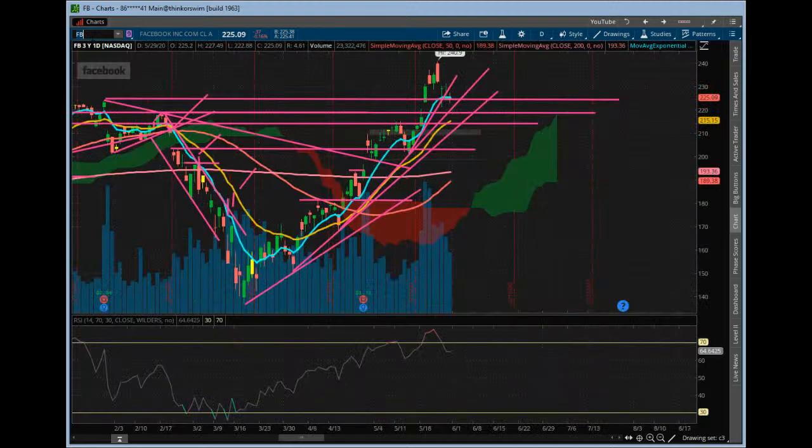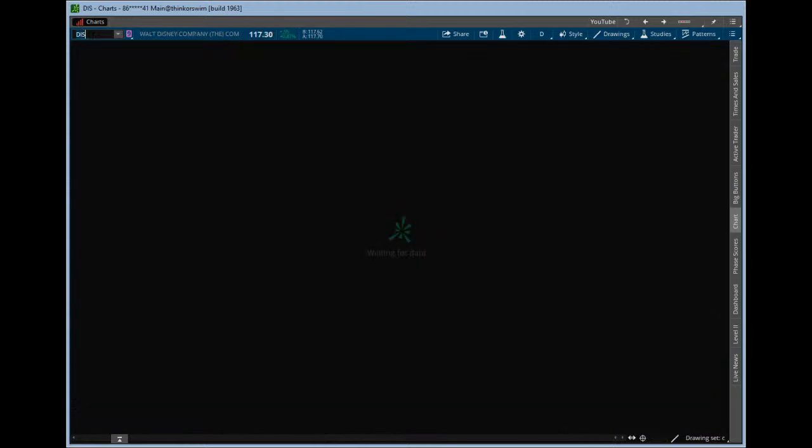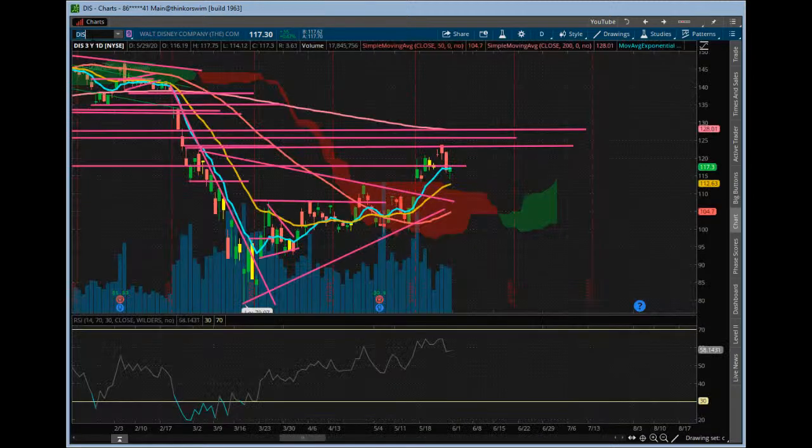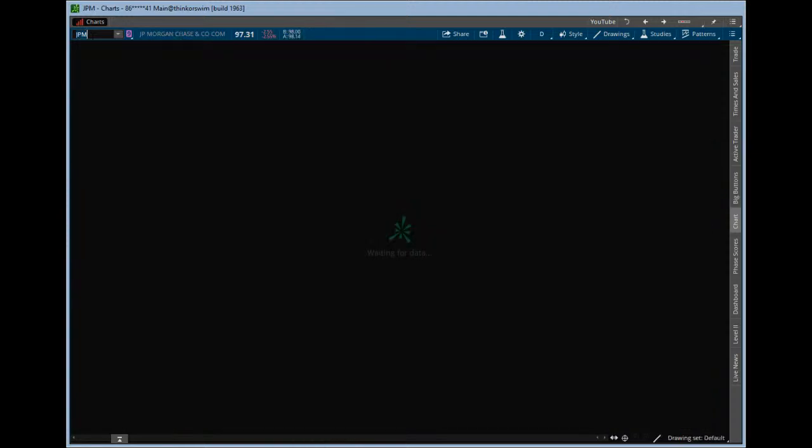Facebook is over two major trend lines right here, under one. But it's holding the 80 MA. So see if it can work its way up a little bit on that. Disney hung on to the 80 MA as well after a little bit of a pullback, to see if that can defend.